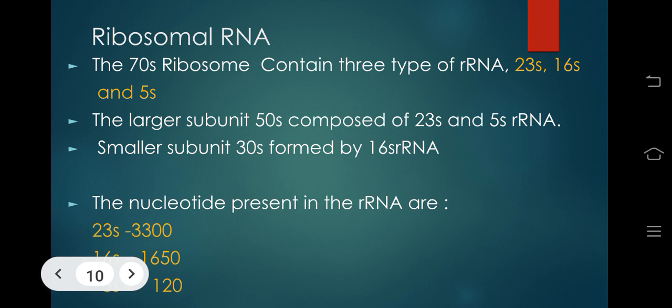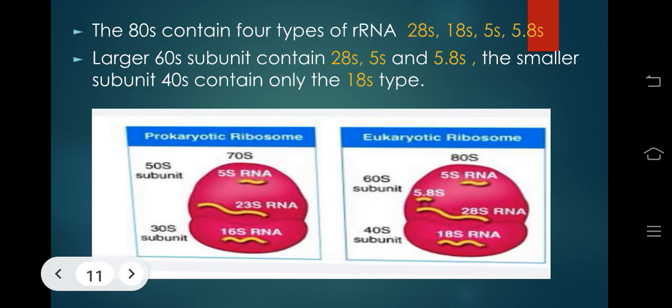Ribosomal RNA. The 70S ribosome contains three types of rRNA: the 23S, 16S and 5S. The larger subunit, 50S, is composed of 23S and 5S rRNA. The smaller subunit, 30S, is formed by 16S rRNA. The nucleotides present in rRNA are given. The 80S contains four types of rRNA: 28S, 18S, 5S and 5.8S. The large 60S subunit contains 28S, 5S and 5.8S. The smaller subunit 40S contains only the 18S rRNA type.